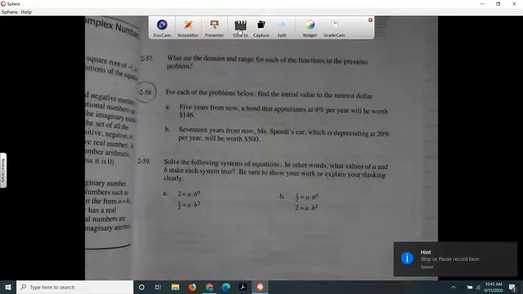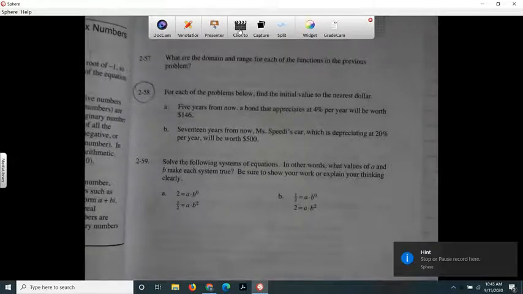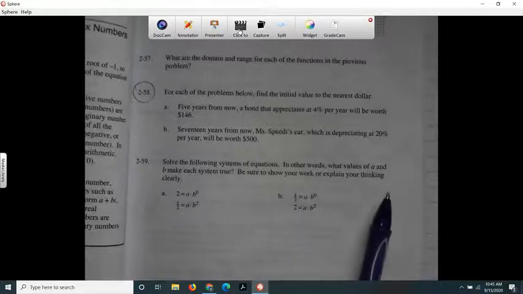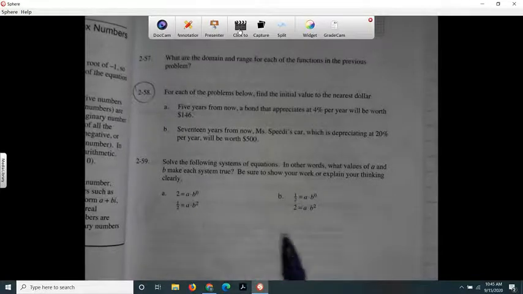It's problem 2-59. It says solve the following system of equations. In other words, what values of a and b make each system true? Be sure to show your work and explain your thinking clearly. So I've written these on a separate paper.